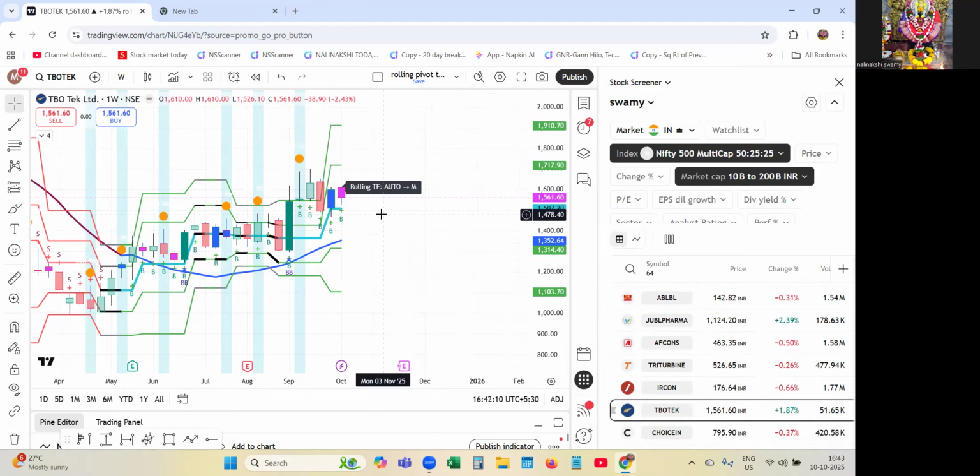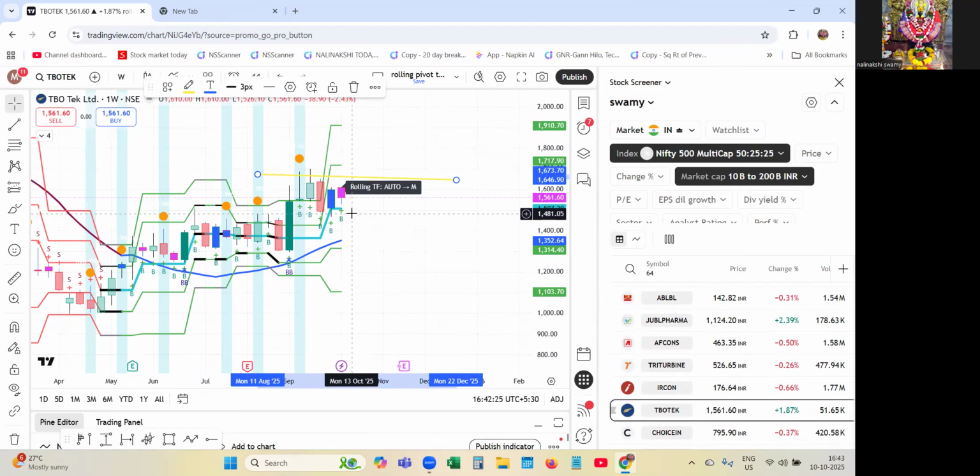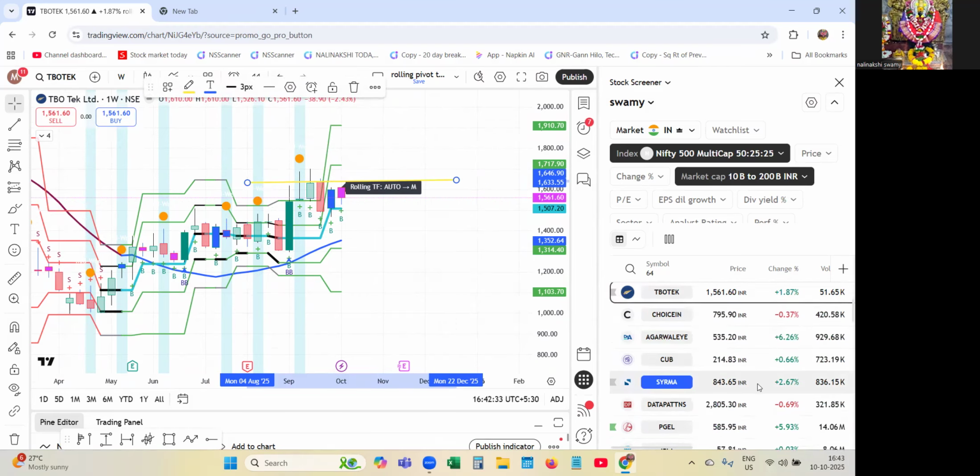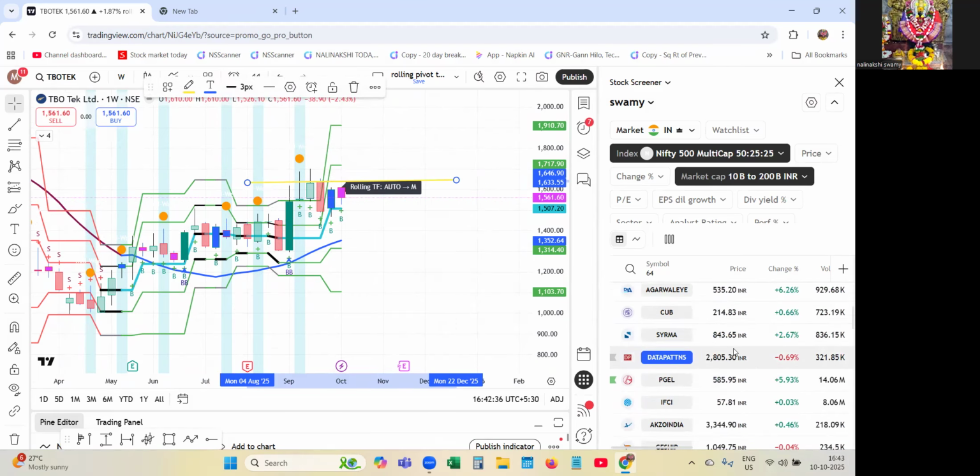TBO Tech, you can consider this. TBO Tech is above the pivot and previous month midweek of the high is here and it is above the weekly pivot and the pivots are rising, the trend is intact, Gann HiLo is blue. So you can consider this.